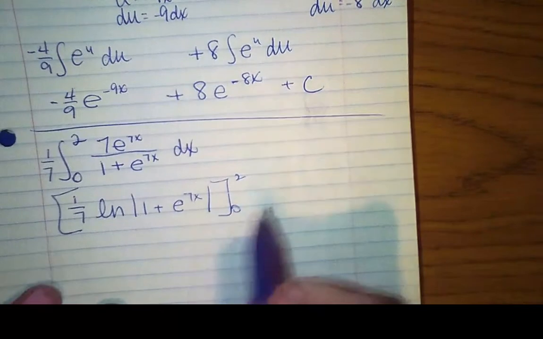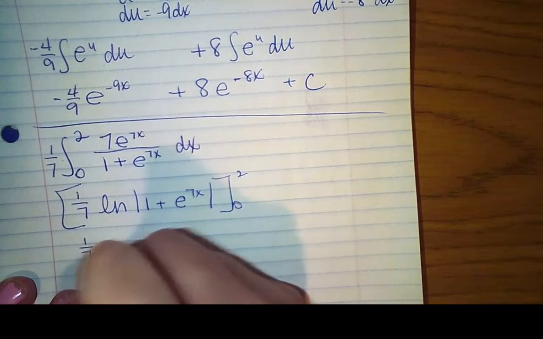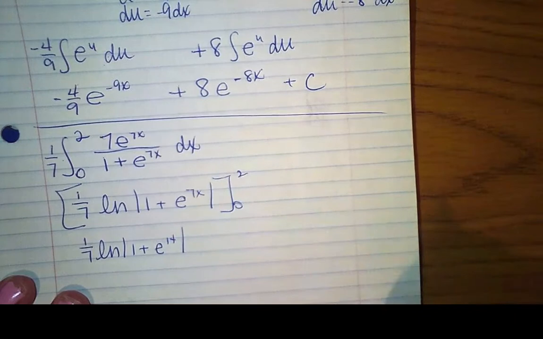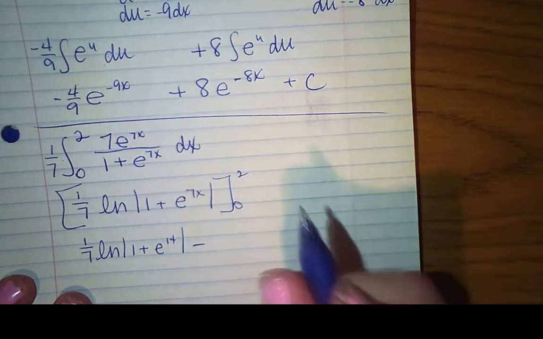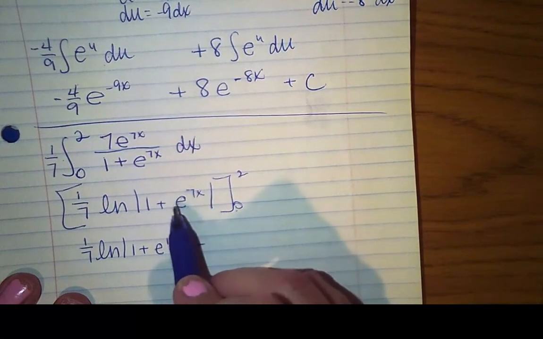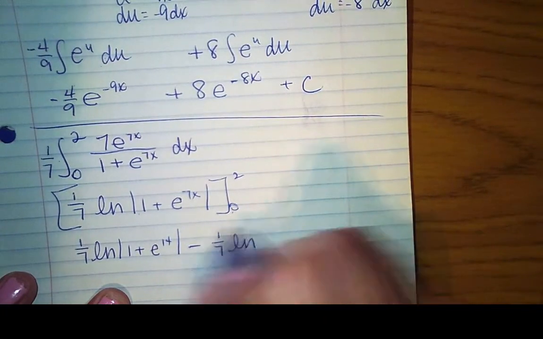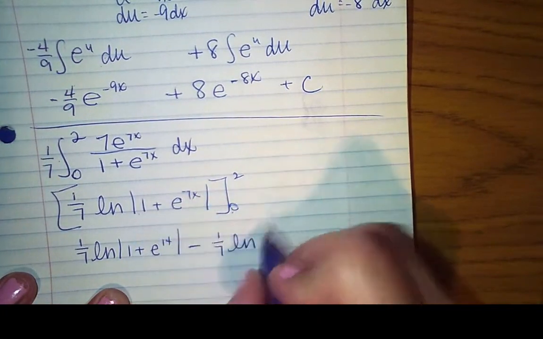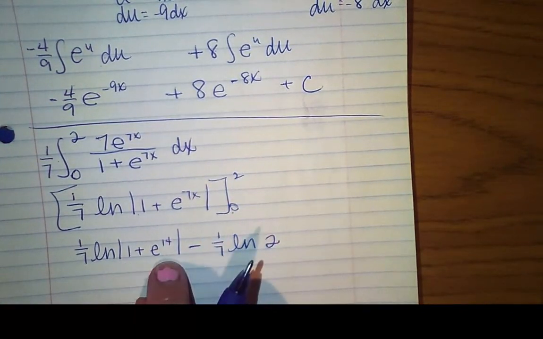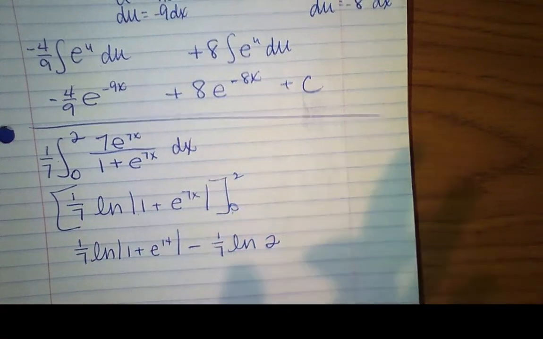Okay? So that being said, if I evaluate with a 2, I will get 1/7 times the natural log of 1 plus e to the 14th minus, and then what happens if I shove in a 0? So this will go to e to the 0, which is 1 plus 1. Okay? So I'll have minus 1/7 natural log of 1 plus 1 becomes 2. Okay, so that's your answer. And literally on this one, you don't have to have the absolute values because 1 is positive and e to the 14th is positive. It won't count you wrong if you use it.